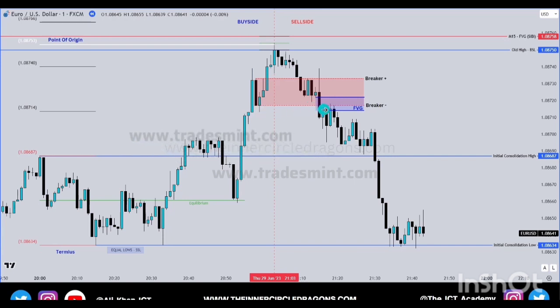Now, why did we not see price fully rebalance this sell side imbalance? Because if you look closely to the left side of the curve, we have this buy side imbalance in the form of a balanced price range. So price did not need to return higher to completely rebalance this inefficiency, since we had a balanced price range below it and we had the discount low of this breaker. This is our first stage of distribution.